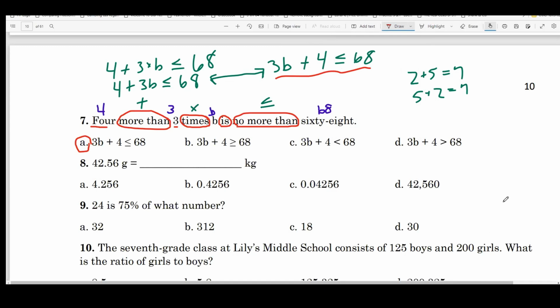All right, go ahead and try number 8 for me. That is going to be an example of a conversion within a system, and you can find that in cluster. Conversions are in cluster 1 of the workbook. All right, so go ahead and try number 8 and then put your answer in the chat box below.